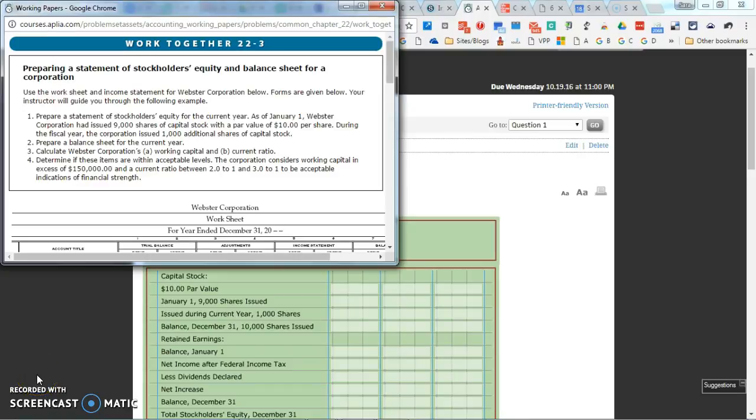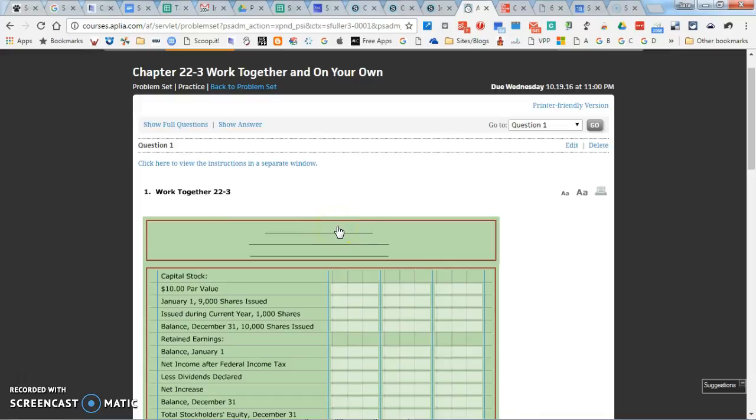In 22.3, we will be working on a statement of stockholders' equity as well as a balance sheet. So this is very similar to yesterday's, where most of our numbers are just coming here from the worksheet. So that is where you'll need to refer to get your answers for the on your own. So we're starting out here with our statement of stockholders' equity.